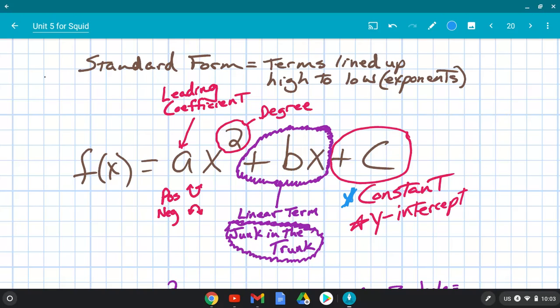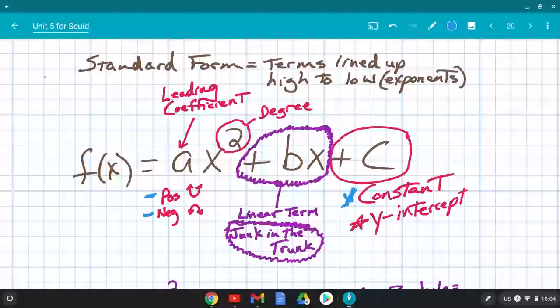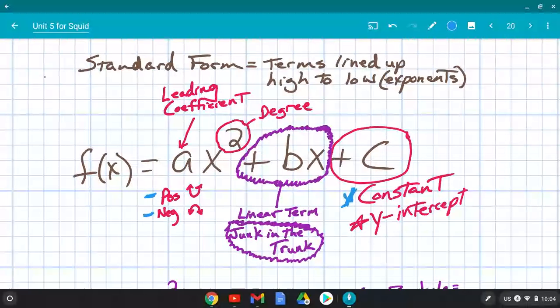Since it's a quadratic, we know it's going to be a U-shaped graph. And then our leading coefficient will tell us several things. First, and most importantly, if it's positive, it'll open up. If it's negative, it'll open down. And if the number is greater than 1, it'll get tall and skinny. If the number is a fraction, it'll flatten out and get a little bit fatter. Those were the main components we looked at yesterday.